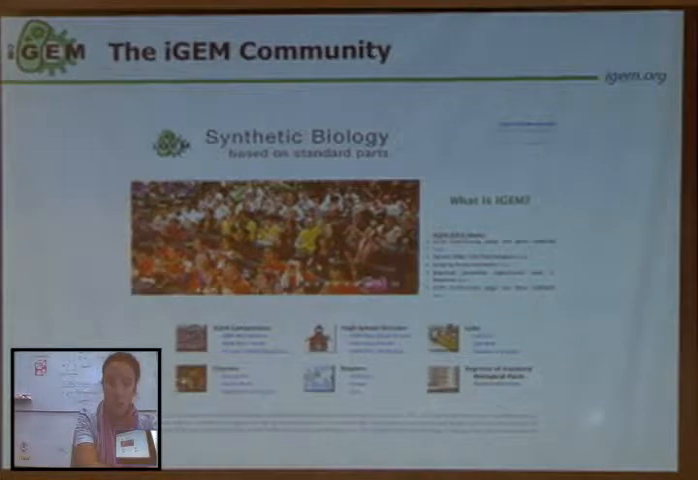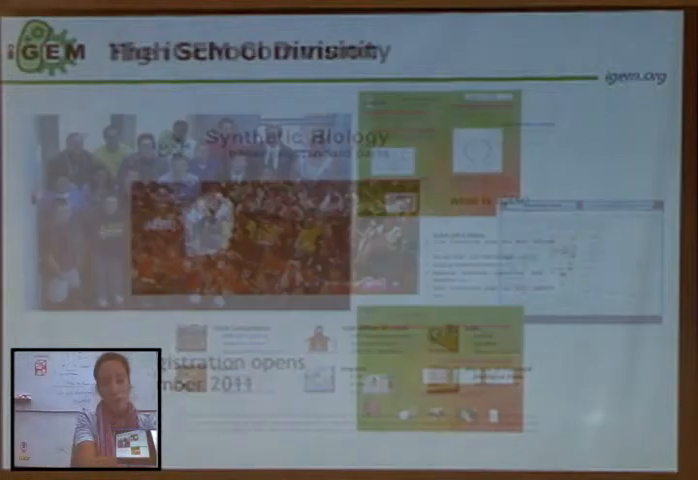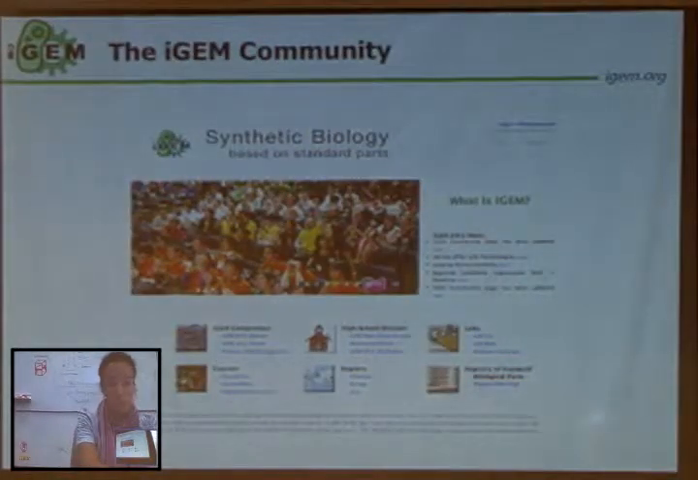So we talked about the iGEM competition. And new for 2011 is the high school competition. We had five high schools from the U.S. for 2011. They competed. They had their jamboree, and everybody was amazed at what they were able to accomplish. High school registration for 2012 will open in November of this year, and you can go to igem.org to find out more information about that.